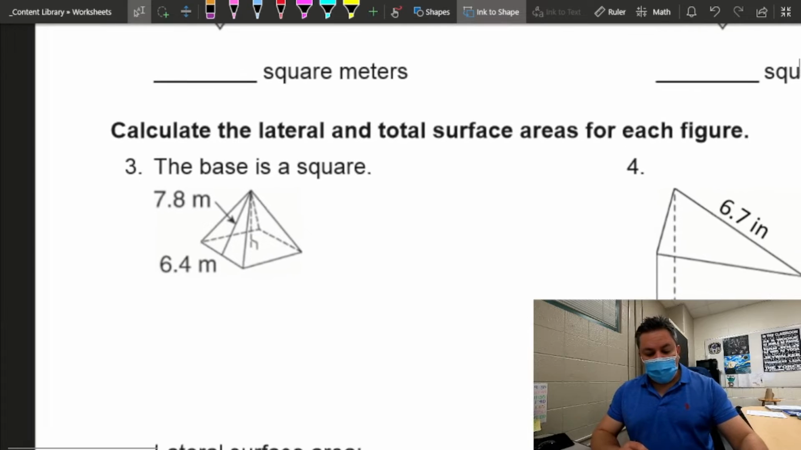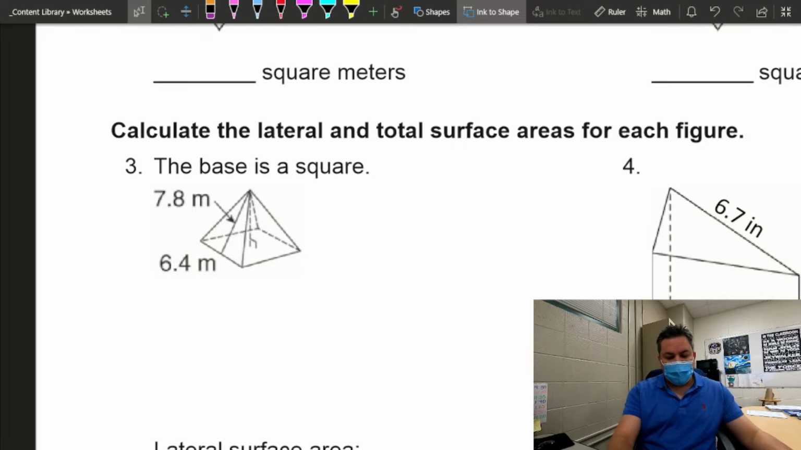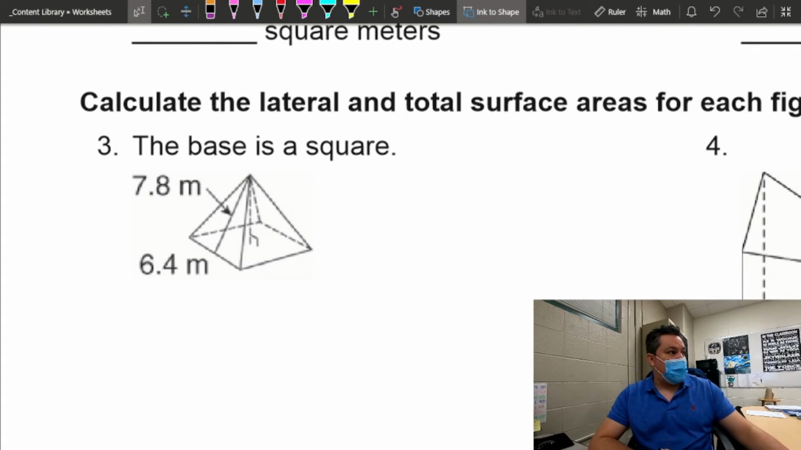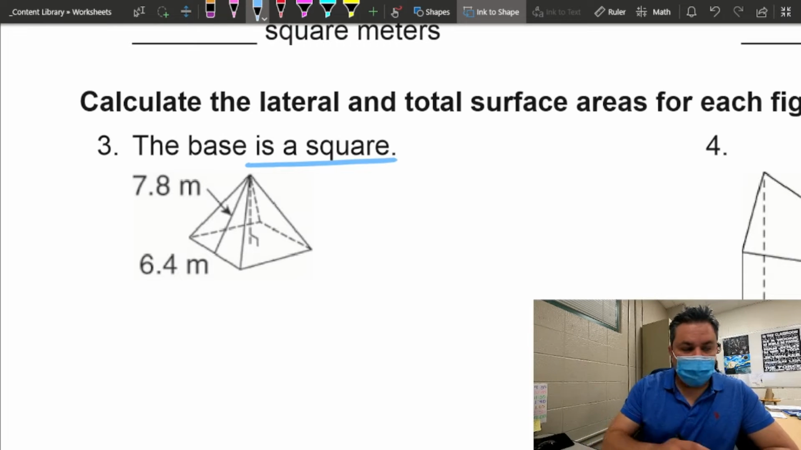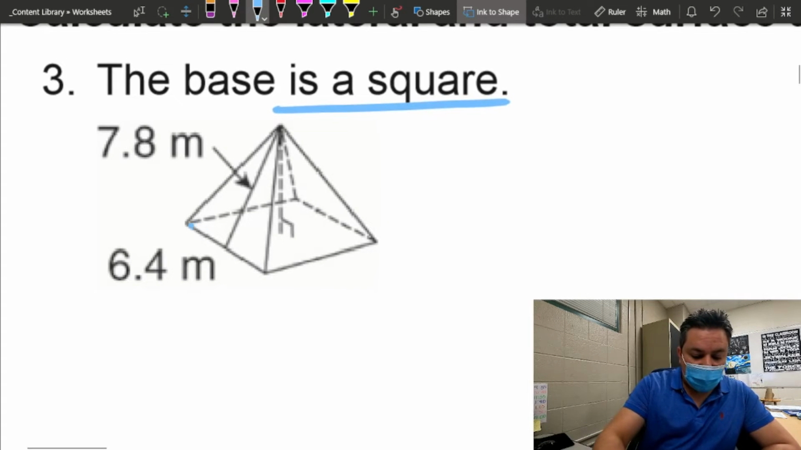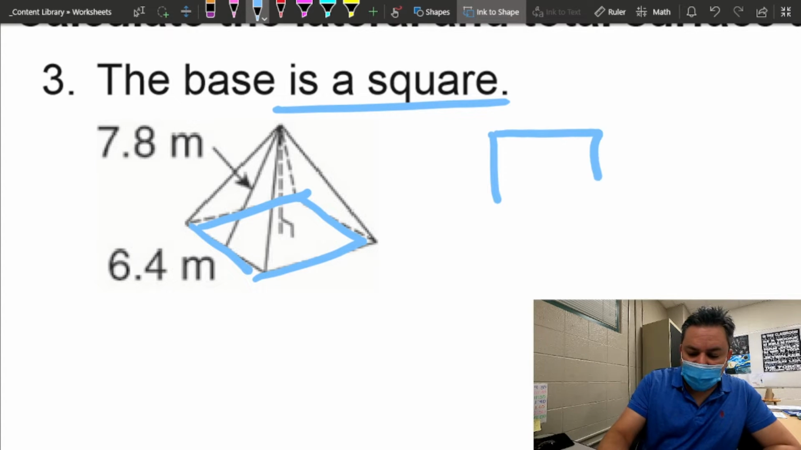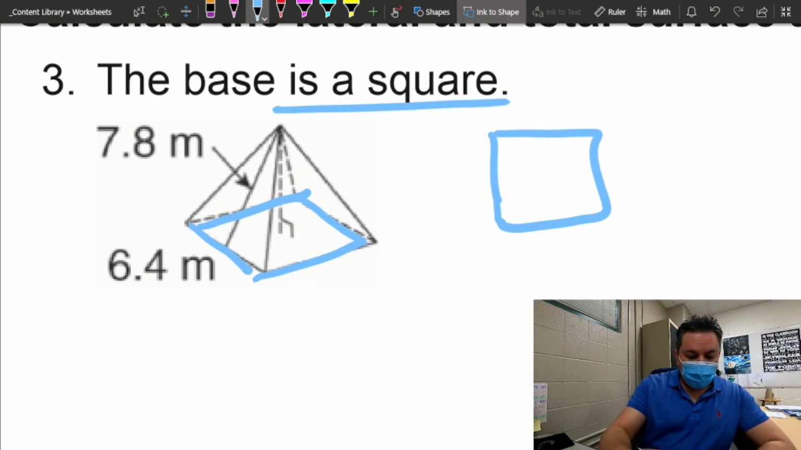So now, let's look at this right here. We're going to find the lateral and the total surface area for this shape. Number 3 already tells you what shape the base is. In this case, the base is a square. So the first thing that I like to do is identify that shape and draw it on the side. So I know the base is right here on the bottom. I'm going to draw this on the side and put in the labels, basically the units that I know.